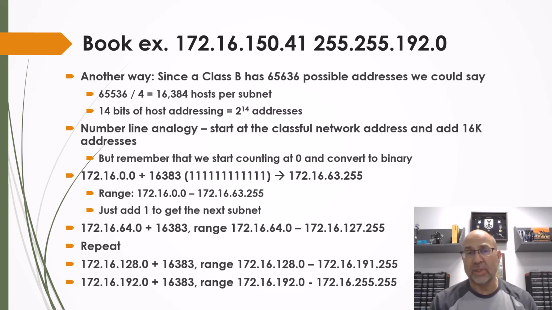172.16.128.0 to 172.16.191.255. Now we're coming into our last subnet, so we add 1, and what we should wind up with when we're all done is the last possible address, not only for the subnet, but for the classful address space. So 172.16.192.0 plus 16,383 gives us that range all the way up. And so that worked out.